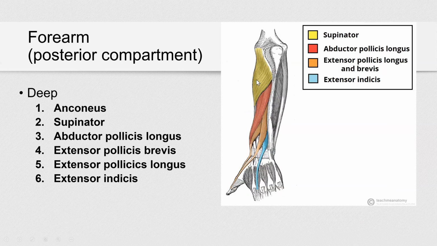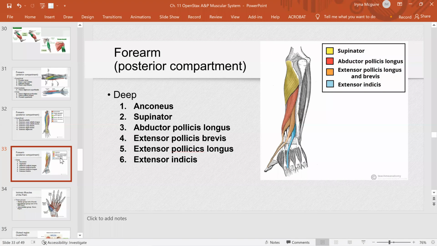Then we have supinator. We have abductor pollicis longus. And then we have extensor pollicis brevis and extensor pollicis longus and extensor indicis. Now, you probably think, my goodness, how am I supposed to remember? It's like millions of muscles over here.